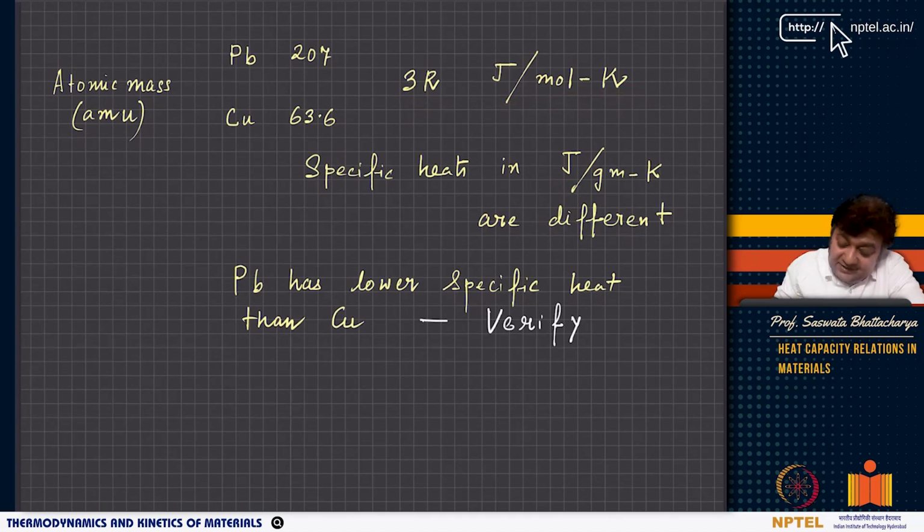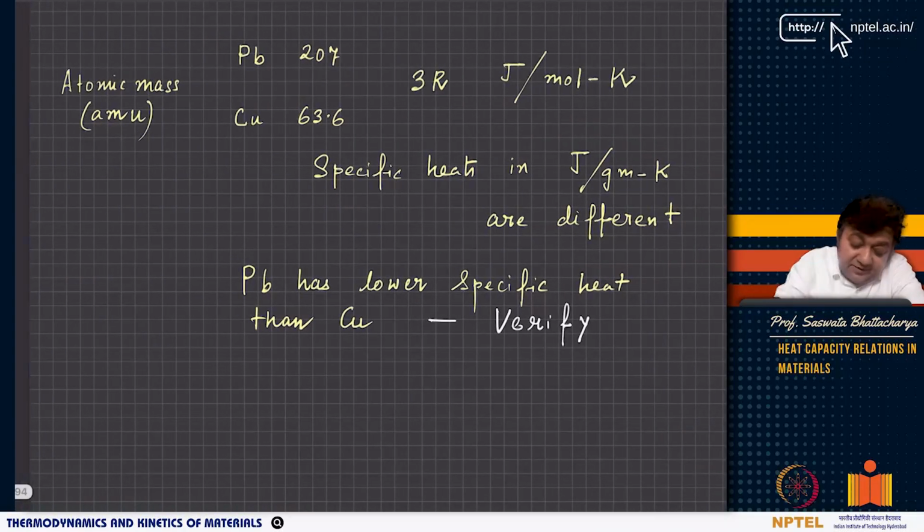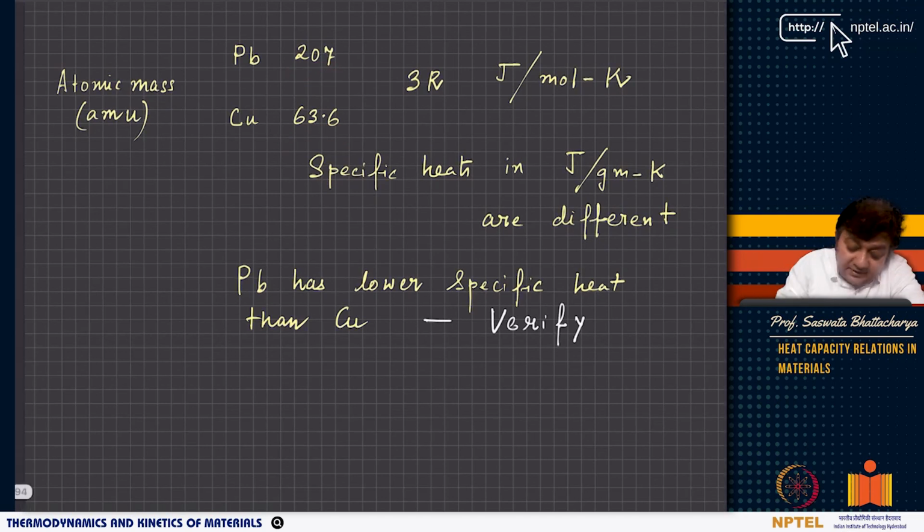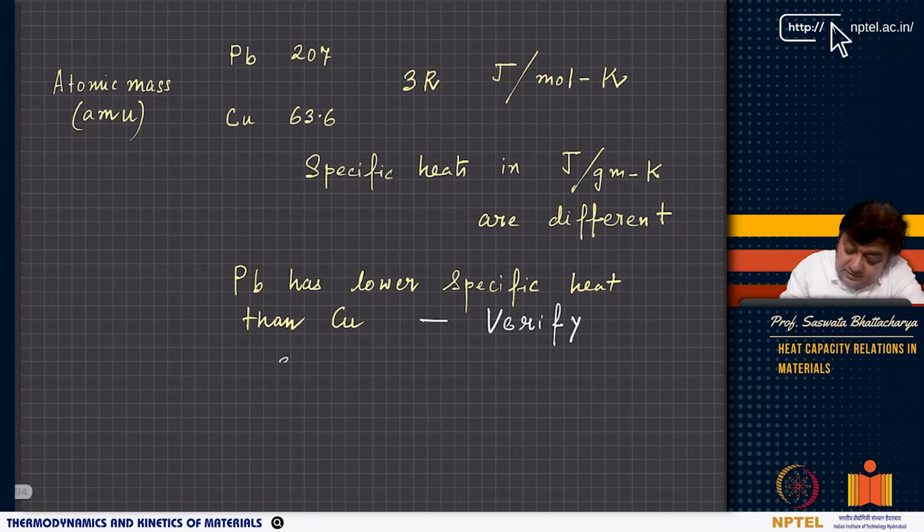But as you can see here, you can easily verify. If you look at the atomic mass, for example, here we have 63.6 for copper, and lead is 207. So in one case it is 3R by 63.6, and in another case 3R by 207. Joule per mole Kelvin, and you are converting mole to gram. So if you do that, with the atomic weight of 207 for lead, this is joules per gram Kelvin.